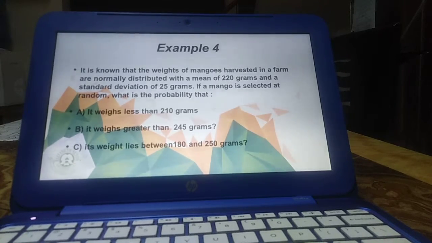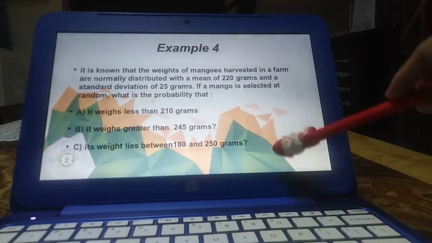Okay, next. Fourth problem. It is known that the weights of mangoes harvested in a farm are normally distributed with a mean of 220 grams and a standard deviation of 25 grams. If a mango is selected at random, what is the probability that it weighs less than 210 grams? B. It weighs greater than 245 grams. C. Its weight lies between 180 and 250.